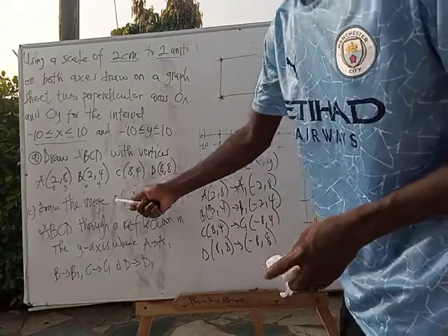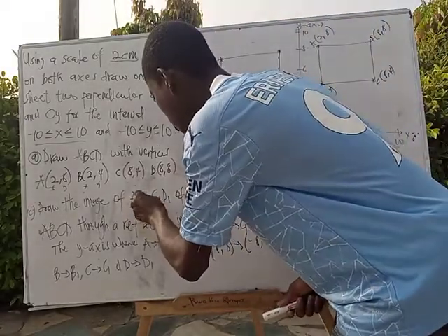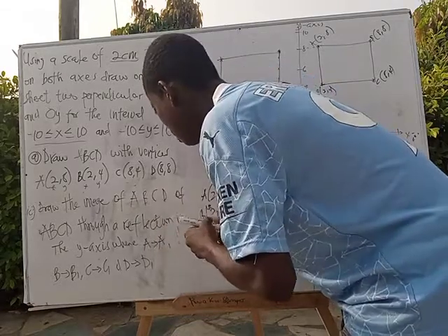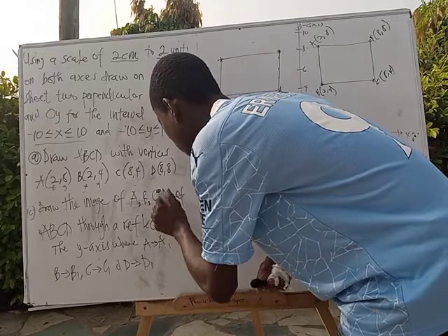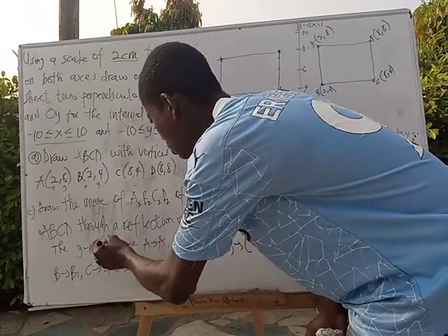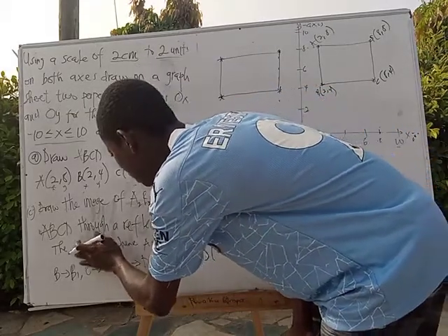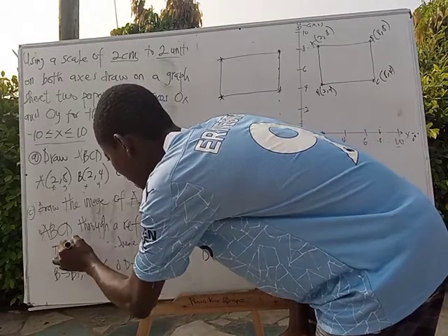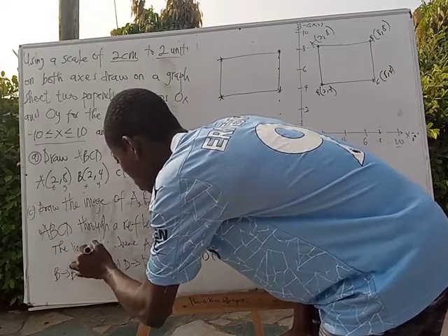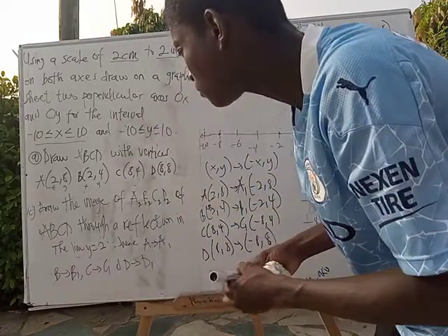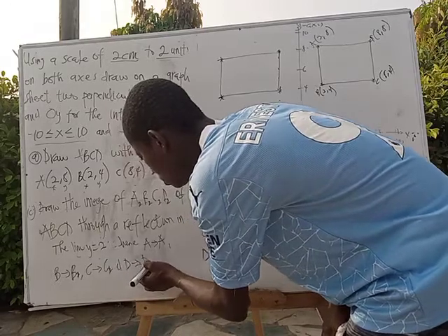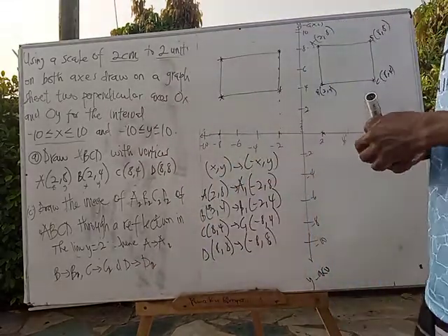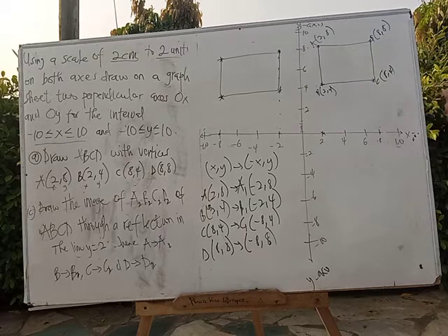So here you have to draw the image of A2, B2, C2, and D2 under reflection in the line y equals 2. Don't forget we did this one, where this maps to B2, C2, D2. Don't forget we tried this method the other time.